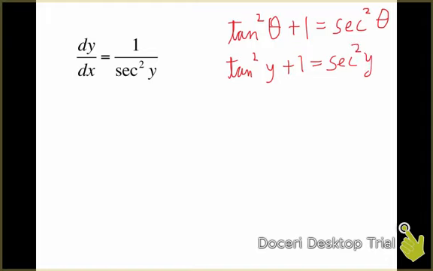And now I want to plug this in for secant squared. And when I plug in for secant squared, you get 1 over 1 plus tan squared y. I just switched around the terms. 1 plus tan squared y is the same as tan squared y plus 1.